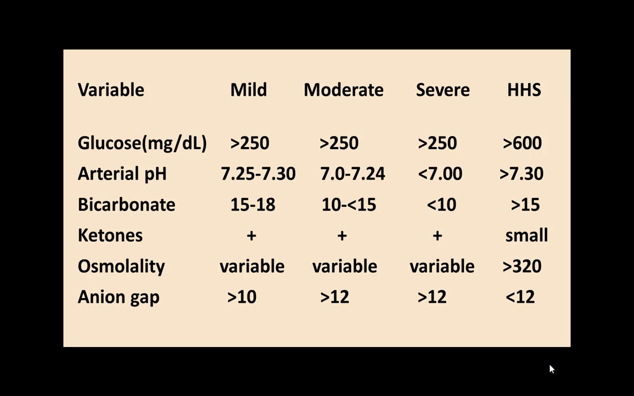Osmolality, obviously HHS will be higher. We saw sodium was 130, 163. So the osmolality will be on a higher side because they are grossly dehydrated patients. And when you talk about anion gap, the anion gap keeps on increasing as the stages of DKA increase. But in hyperosmolar state, anion gap is not there, or it's on the lower side, or normal anion gap, right? So this is the way you categorize them.